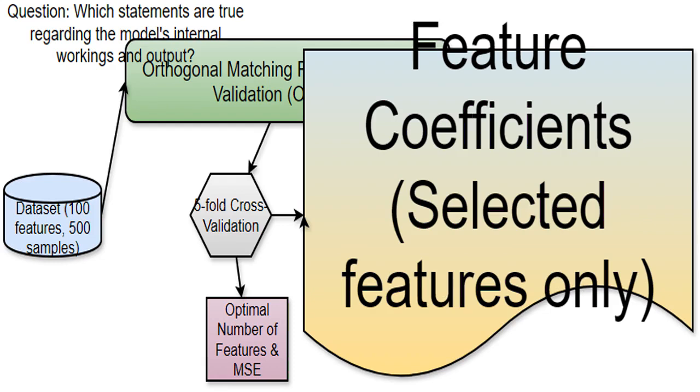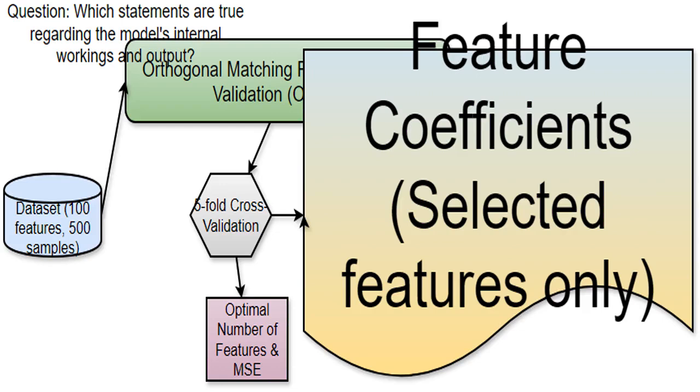After running OMP, I won't be showing you coefficients for all 100 features. That would be inefficient. I'll only be reporting those coefficients for features that were selected by the model. The others are implicitly 0. It's like saying you only need a few of the puzzle pieces to create a meaningful image, and not mentioning the rest.